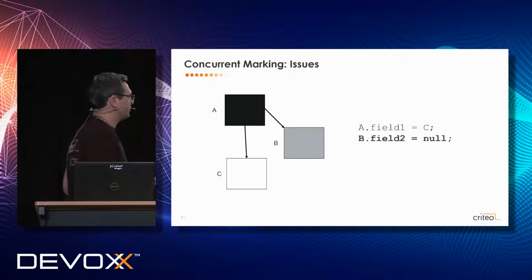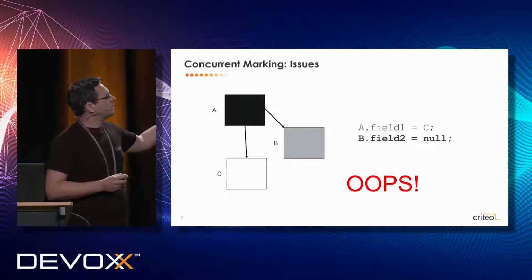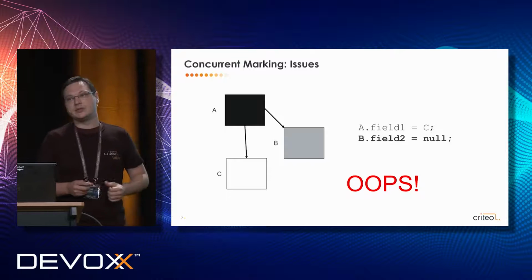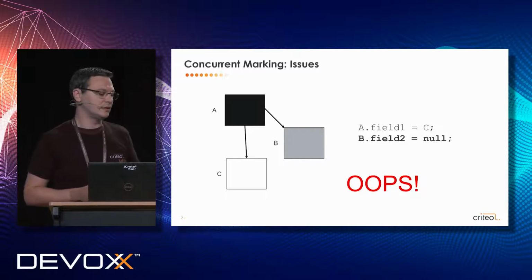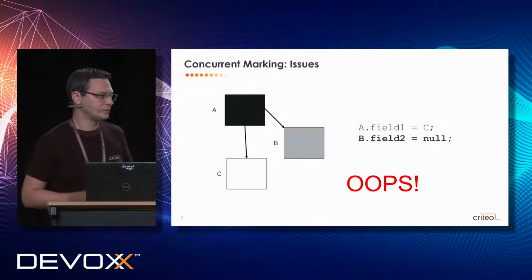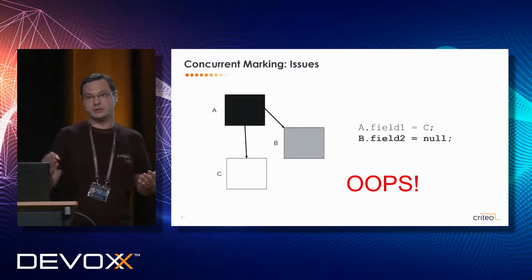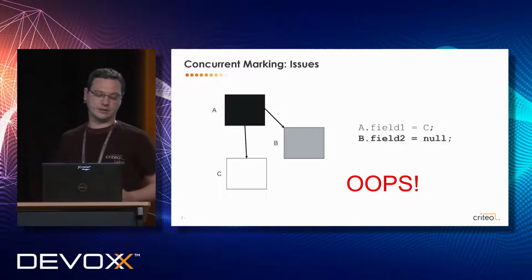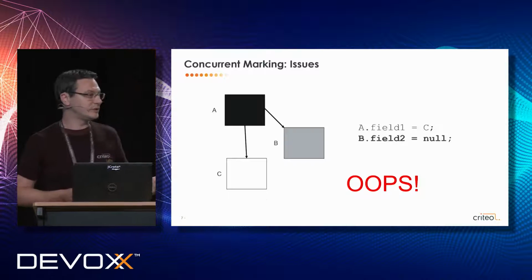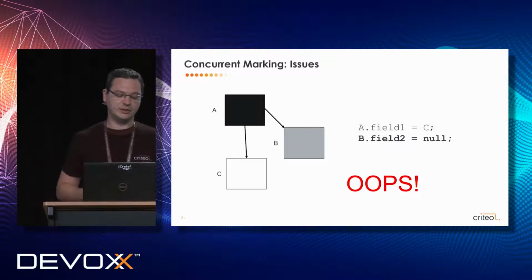In this situation, we have an issue because we have no way to reach the C object, and this is not garbage. It is still referenced by the A object, the black object, but as the object A is black, we will not go through this object again because it was already marked and considered as live. And the C object will be considered as garbage. So that's the issue that we need to deal with.